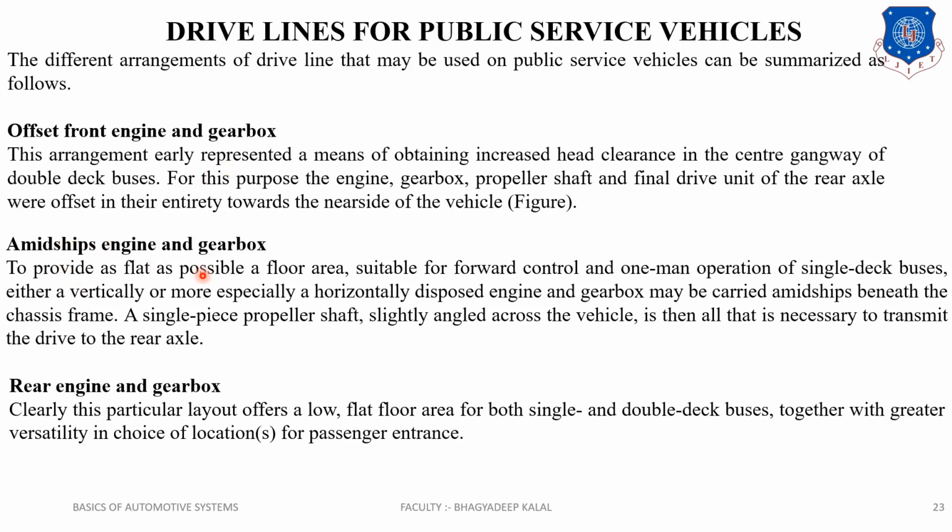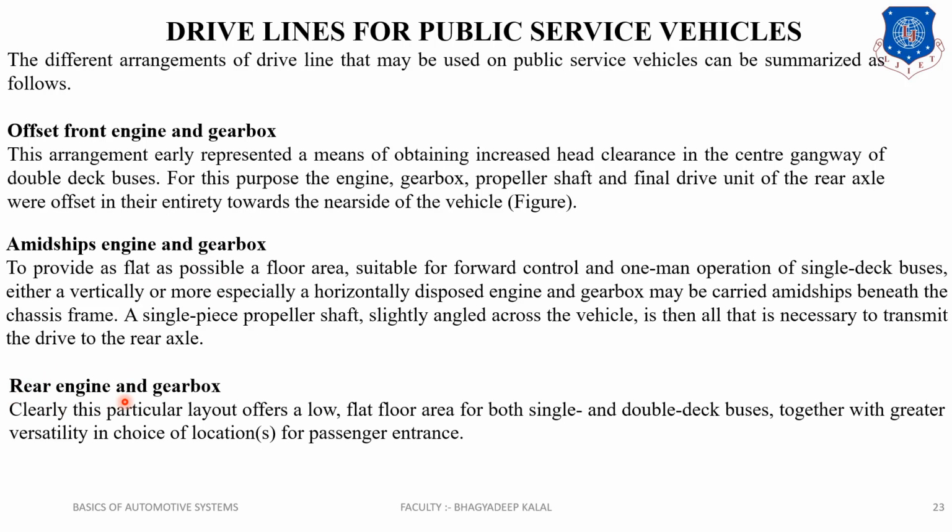Another is the amidships engine and gearbox, to provide as flat as possible a floor area suitable for forward control and one-man operation of single-deck buses, with either a vertically or more especially a horizontally disposed engine. The engine and gearbox may be carried amidships beneath the chassis frame. A single-piece propeller shaft, slightly angled across the vehicle, is then all that is necessary to transmit the drive to the rear axle. So this is the amidships engine and gearbox.